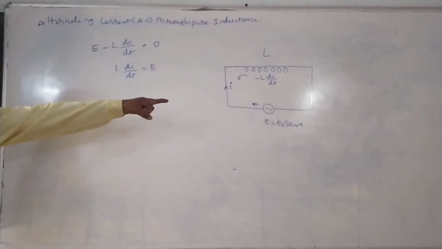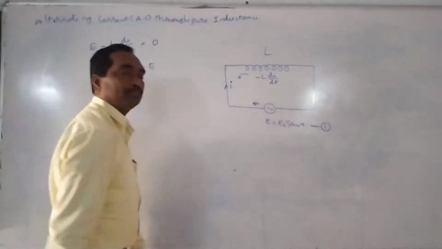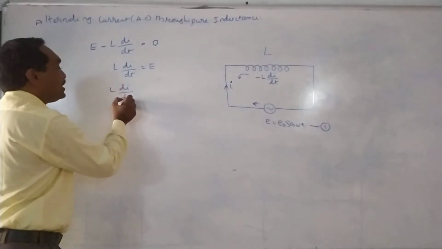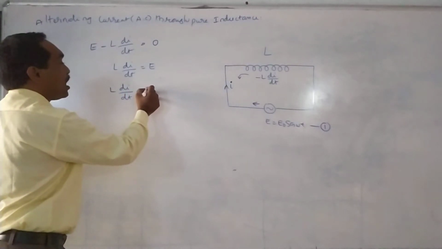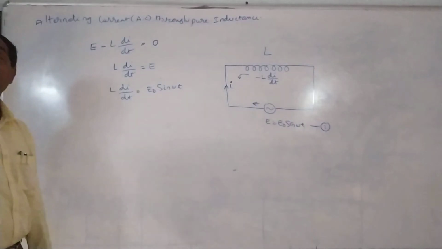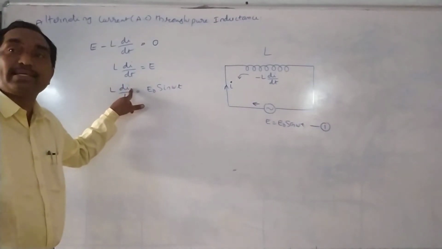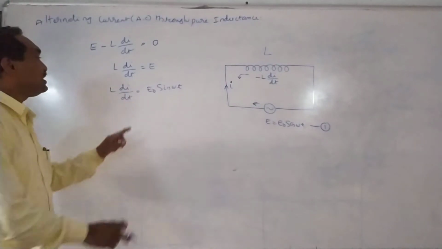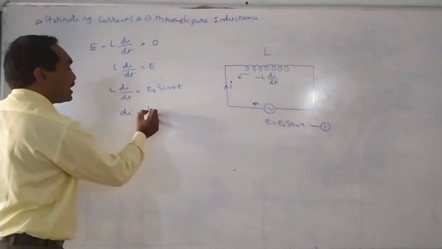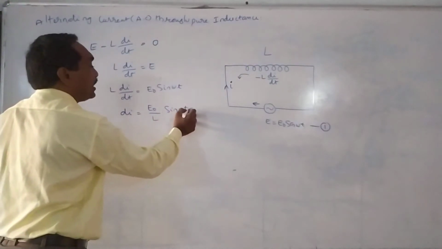But we know E is equal to how much? E naught sin omega t. So L into dI by dt is equal to E naught sin omega t. Our aim is to calculate the current I at any instant of time t. For this, dI is equal to, with L brought to this side, E naught by L into sin omega t dt.